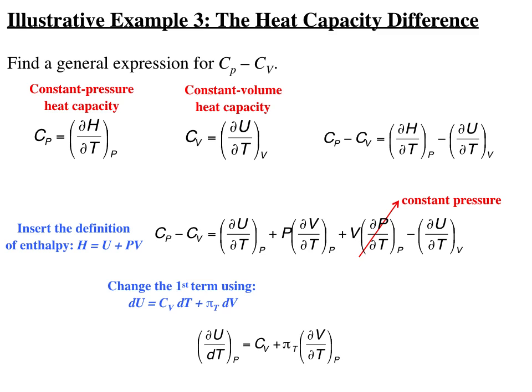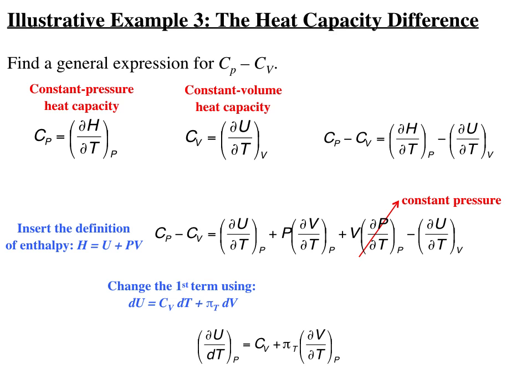Then I'm going to put in my dH dT at fixed P term. So I'll substitute H is U plus PV. I put in the U piece, and I have a PV piece. And notice, because it's constant temperature, the dP dT at fixed T part of that product rule dies. So Cp minus Cv is dU dT at fixed P plus P dV dT at fixed P minus the definition of C sub V, which is dU dT at fixed V.